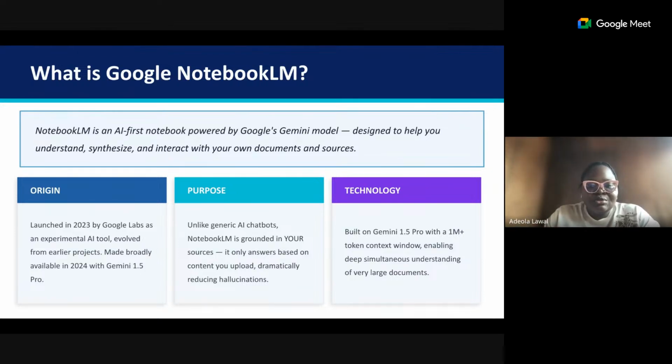The technology around it is built on Gemini 1.5 Pro with a 1 million plus token context window, enabling deep understanding of very large documents. So no matter the size of a document, it can easily go in, crunch it for you, and give you a summary, as a summarizer.